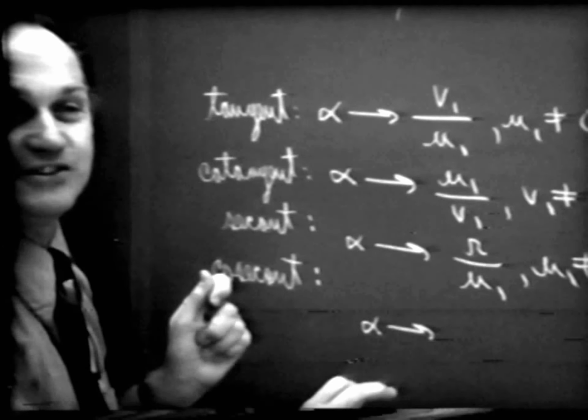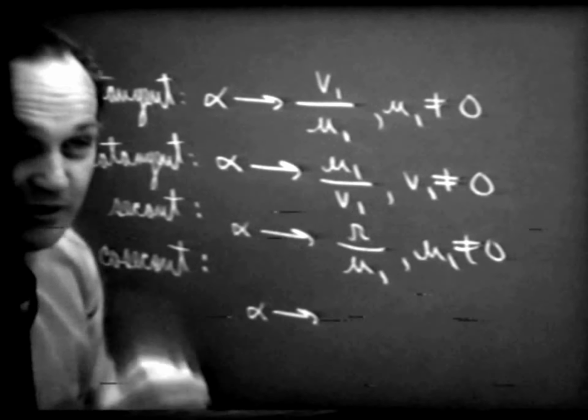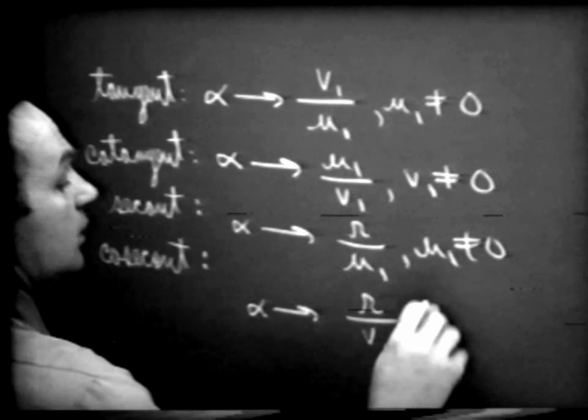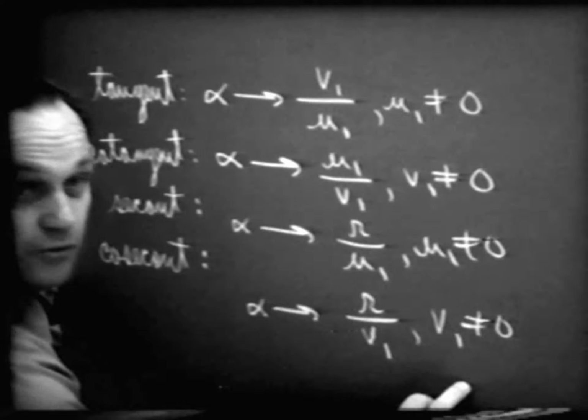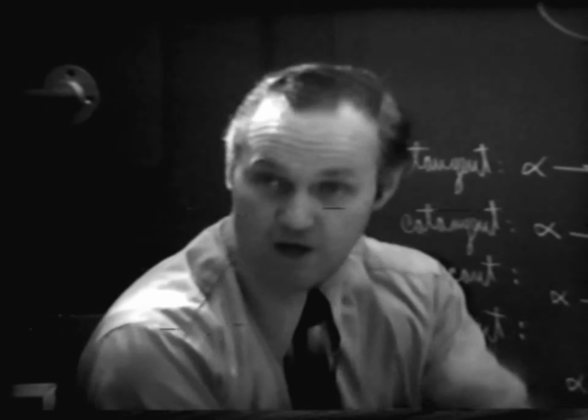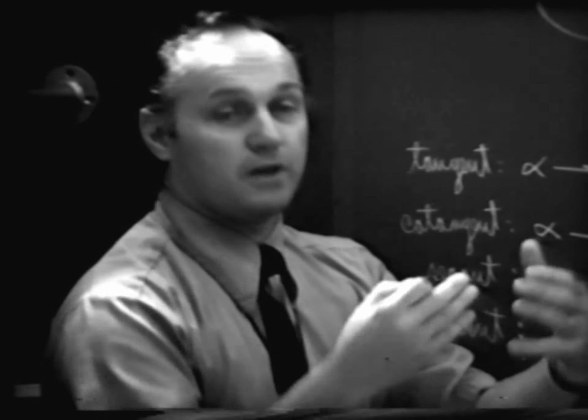And what do you think that you would like to make this definition, Bill? R over v sub 1. R divided by v sub 1, where v sub 1 is not 0. Now again, these are simply definitions in which we have an angle alpha, and we will then map it into a number. Let's look at this from another point of view.